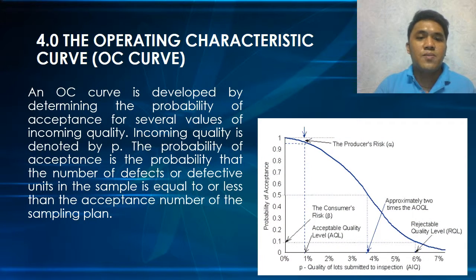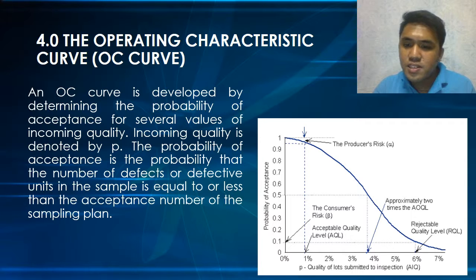An OC curve is developed by determining the probability of acceptance for several values of incoming quality. Incoming quality is denoted by P. The probability of acceptance is the probability that the number of defects or defective units in the sample is equal to or less than the acceptance number of the sampling plan. On the right side shows the graph of the OC curve.